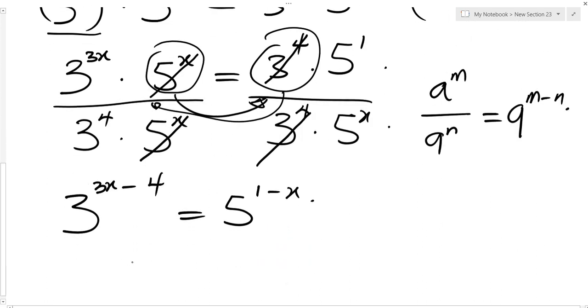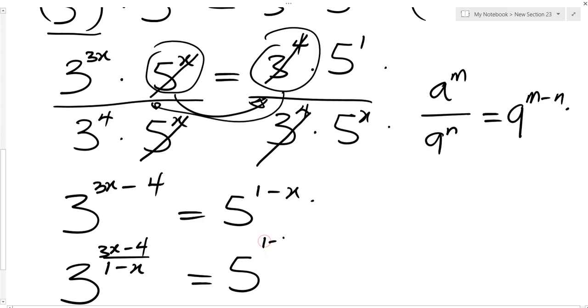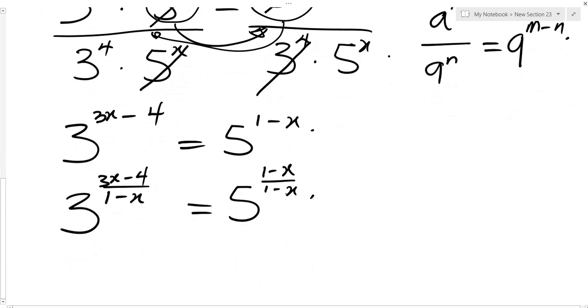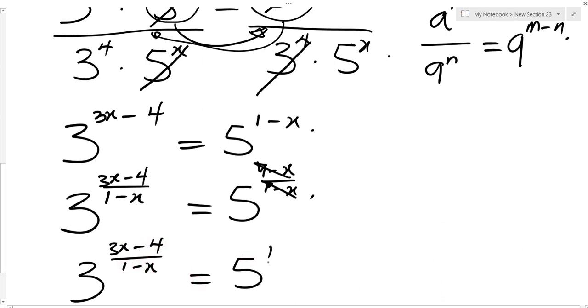Now, dividing the powers by 1 minus x, you have 3 to the power of (3x minus 4) divided by 1 minus x is equal to 5 to the power of (1 minus x) divided by 1 minus x. Since this is common, it cancels out. Now, you are left with 3 to the power of (3x minus 4) divided by 1 minus x is equal to 5 to the power of 1.